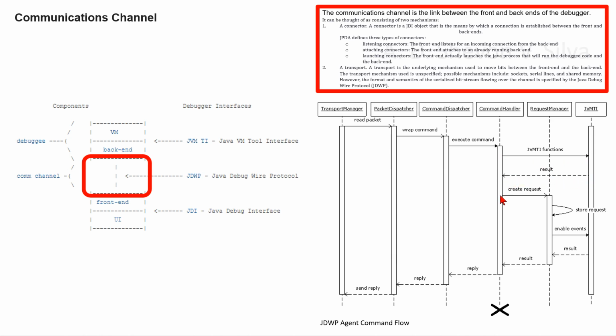handler via result. And here the command handler is connected to request manager via create request. Request manager is connected to itself via store request, and here request manager is connected to JVM TI via enable event, and JVM TI is connected to request manager via result. Request manager is connected to command handler via result. Command handler is connected to command dispatcher via reply. Command dispatcher is connected to packet dispatcher via reply, and packet dispatcher is connected to transport manager via send reply.